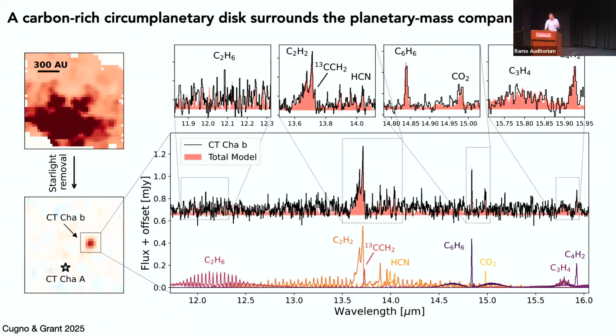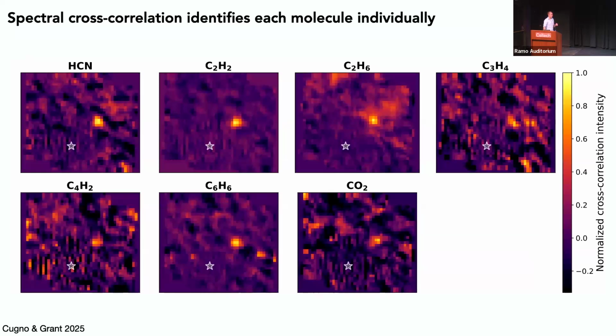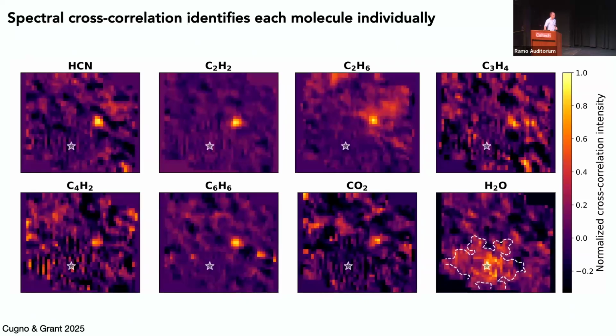We also ran the cross-correlation on individual molecules, just to double check that we were doing everything correctly. And indeed, you see that when you take just, for example, the HCN model, there is one single signal, exactly the position of the companion, that pops up. When you do the same with H2O, with water, you get something different. There is a pattern in there, a silhouette, that really looks like the one from the star.